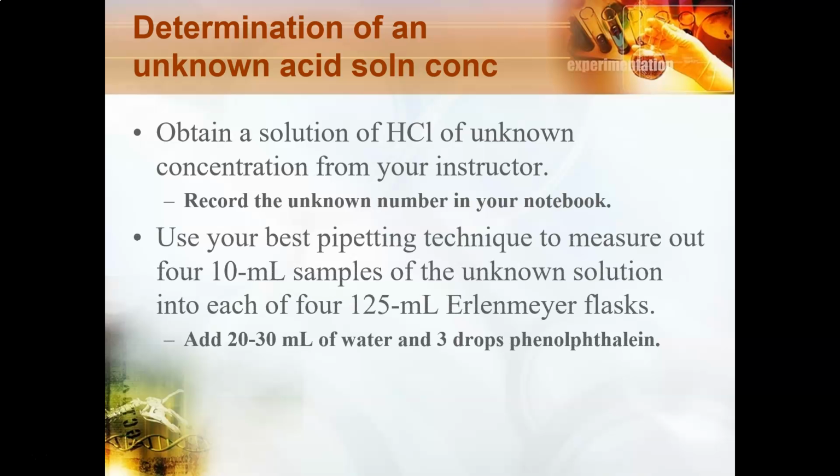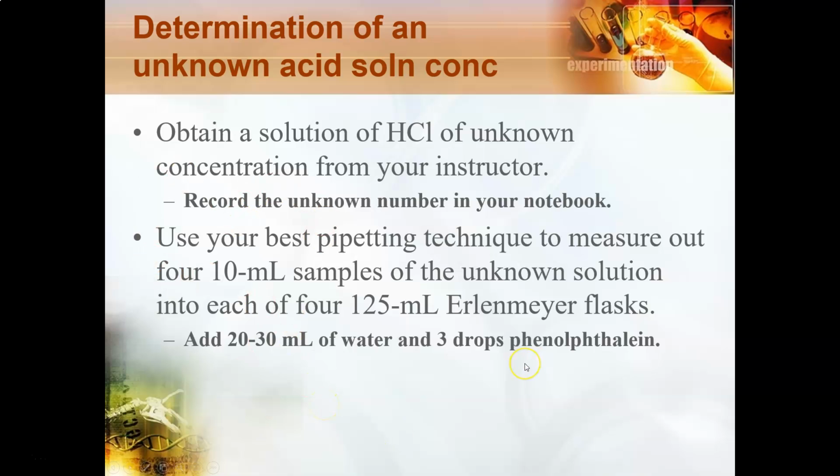So now you're going to use a volumetric pipette. You did this in the first experiment, so use your very best pipetting technique that you learned in the first experiment, and you're going to measure out 4 10 milliliter samples of the unknown solution into 4 125 milliliter Erlenmeyer flasks. And then you want to add between 20 and 30 milliliters of water, and that's because 10 milliliters is not a very large volume to use in a titration. And again, it doesn't matter how much water you add, because that doesn't affect how many moles of the hydrochloric acid that you add.